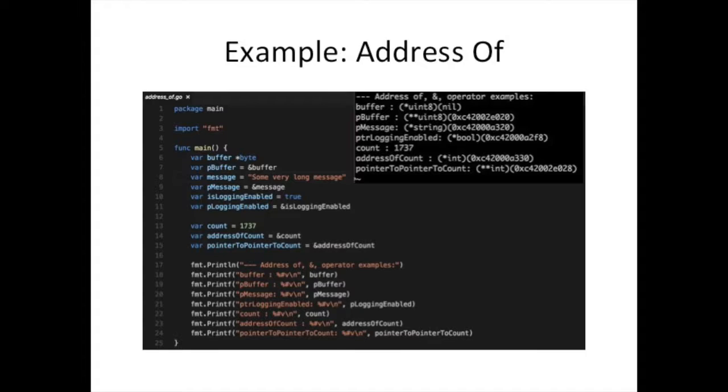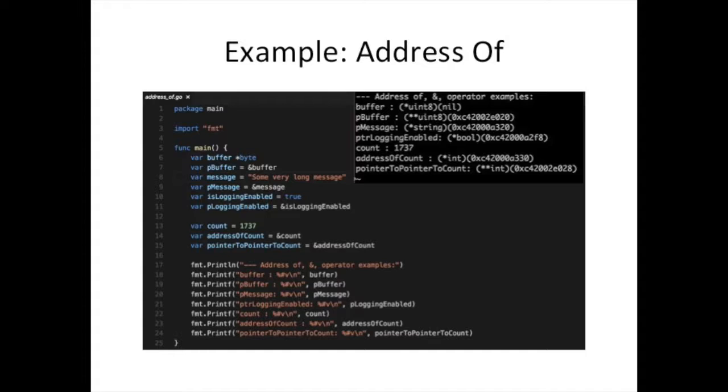If you look at the output, you can see buffer is a pointer to unsigned int 8 and the value of it is nil. PBuffer is a pointer to unsigned int 8 and its value is the address of buffer. So even though buffer itself contains a value that is nil or zero, it is somewhere in memory, and so that's the address of it. PMessage, there's the address of where the message is stored in memory. And so you can go through and see all of that.